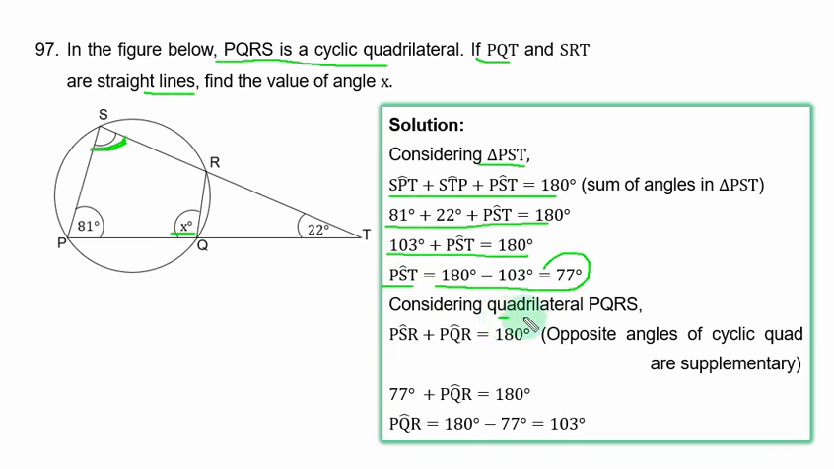Now, considering quadrilateral PQRS, angle PSR plus angle PQR, this angle plus this angle, the sum is equal to 180 degrees. You have the reason. So 77 degrees plus angle PQR is equal to 180 degrees. To get angle PQR, which is angle S, you have to transfer 77 degrees to the right hand side. It becomes 180 degrees minus 77 degrees, and that is 103 degrees as the value of angle S.